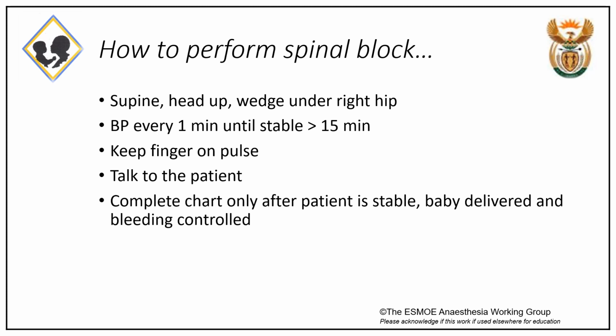The blood pressure machine will keep cycling if the blood pressure is too low. A low volume pulse and tachycardia are both indicators of hypotension, and vasopressors should be given without delay. The chart can only be completed once the baby has been delivered, the bleeding is under control, and the mother is stable.